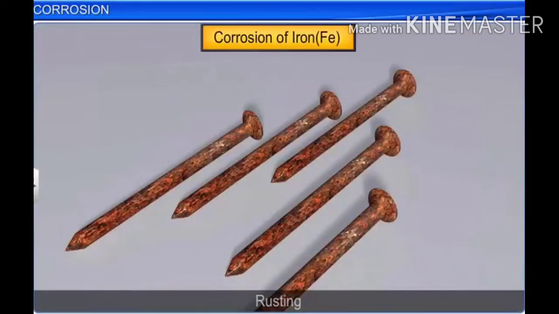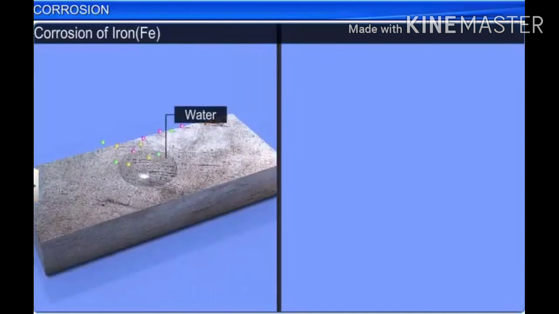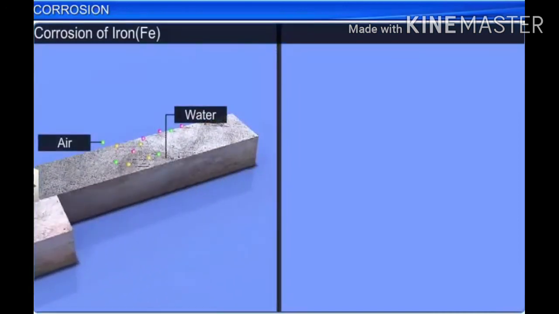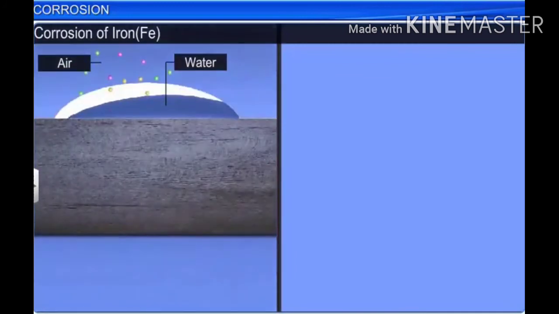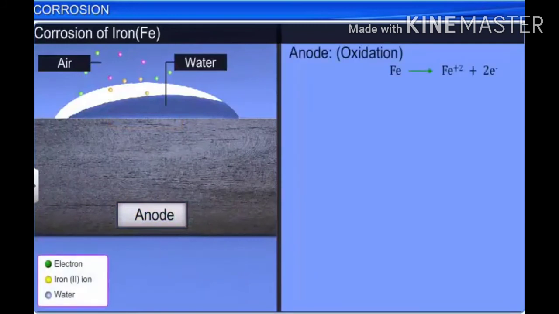Let's look at the corrosion of iron, which is commonly known as rusting, in detail. Iron corrodes in the presence of water and air. The spot where the corrosion begins can be considered the anode. Here, iron loses 2 electrons to form the iron 2 ion. The oxidation half reaction has an oxidation potential of -0.44 volt.